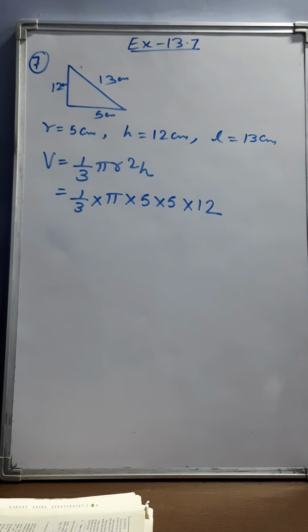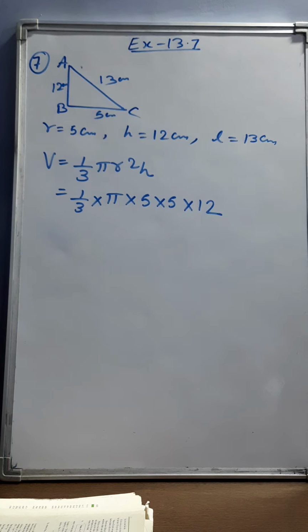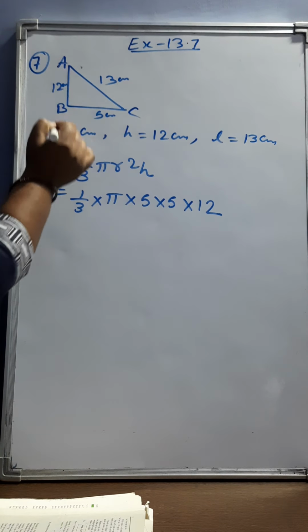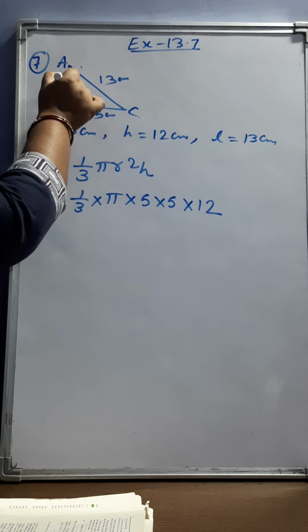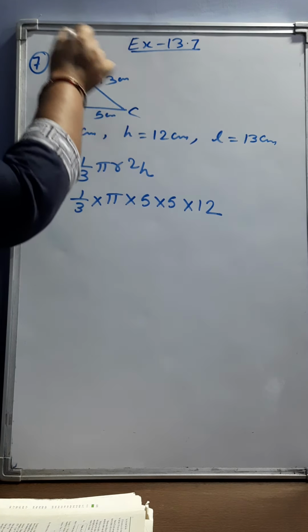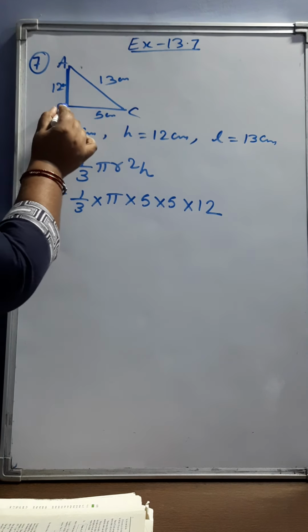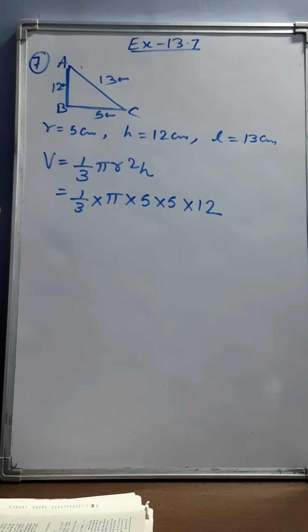Question number 7 says, a right triangle ABC with sides 5 centimeter, 12 centimeter and 13 centimeter is revolved about the side 12 centimeter. Find the volume of the solid so obtained. This means, suppose this is a right angle triangle ABC, and by keeping this line fixed, the triangle is revolved one complete rotation by 360 degree. Then definitely this 5 will become the base radius and this 12 centimeter will become its height.